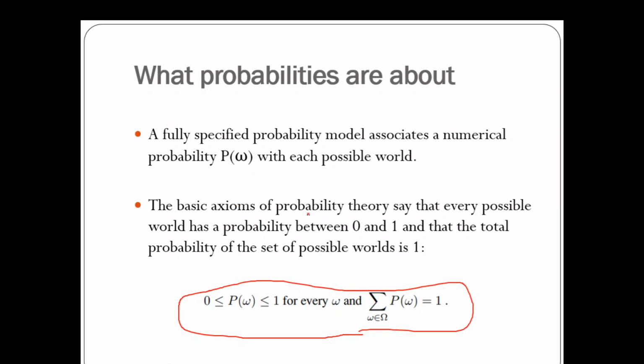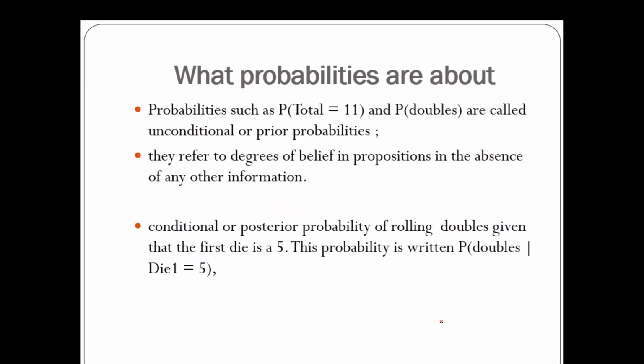The basic axioms of probability theory say that every possible world has a probability between 0 and 1, and that the total probability of the set of possible worlds is 1. Every possible world has a probability between 0 and 1. If you sum up the probability of all the worlds, what you will be getting is 1. Okay, right.